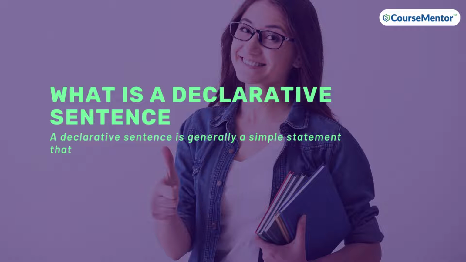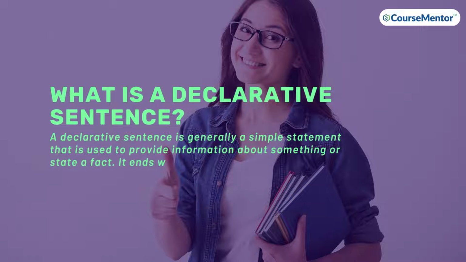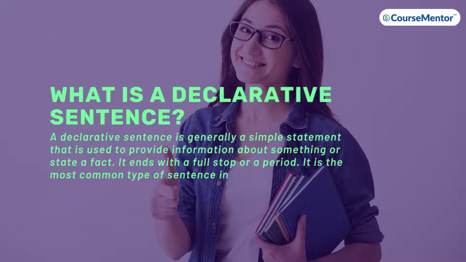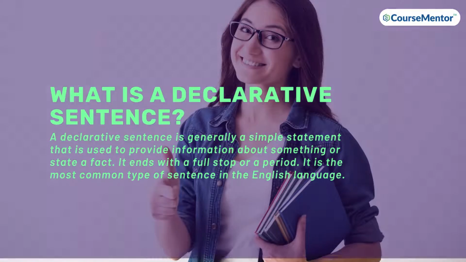A declarative sentence is generally a simple statement that is used to provide information about something or state a fact. It ends with a full stop or a period. It is the most common type of sentence in the English language.